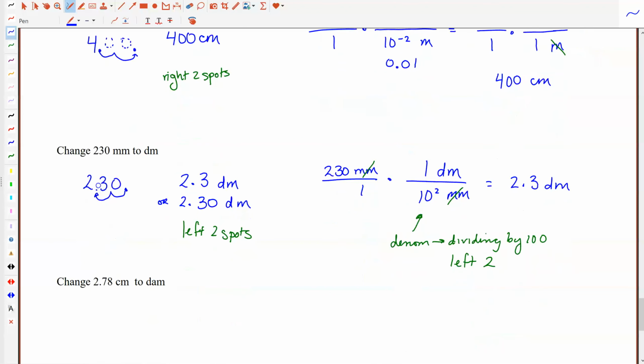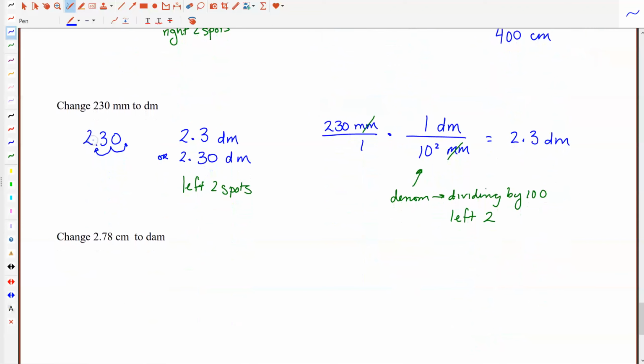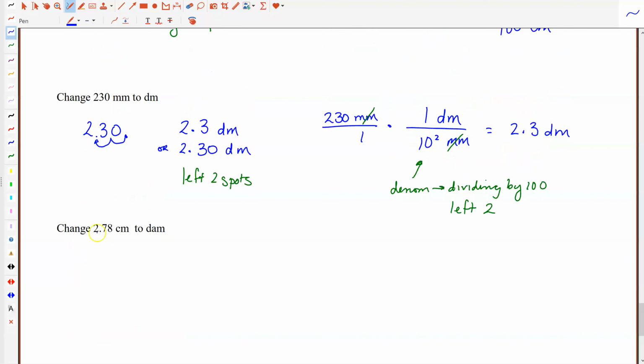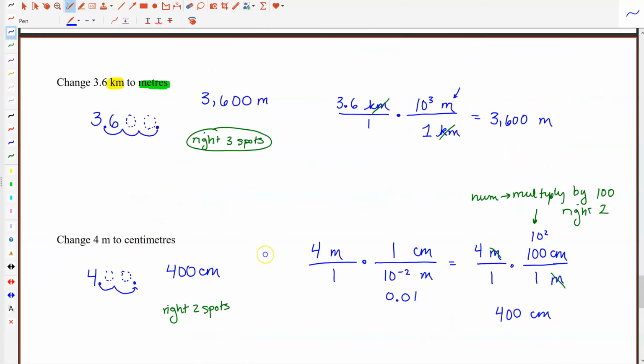Let's see that one more time. Last conversion, let's change 2.8 centimeters. Actually, I don't think this is the last one. I think, yep, we got one more. All right, so here we go. 2.8 centimeters to decameters. So I'm in centimeters. I want to go to decameters.